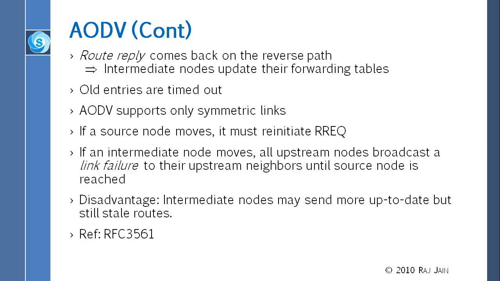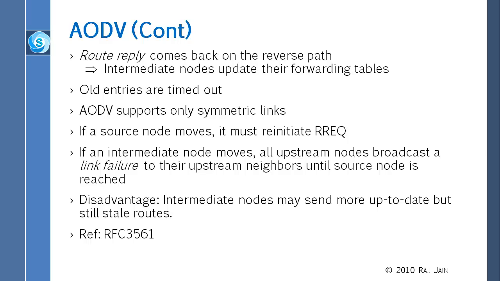Route reply comes back on the reverse path, and each intermediate node along the way, even though they didn't ask for it, updates its table with that new number. So if you got the request number 4, you update your table to number 4. Old entries are timed out.